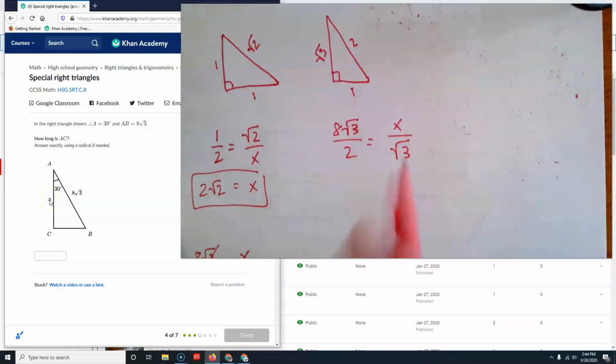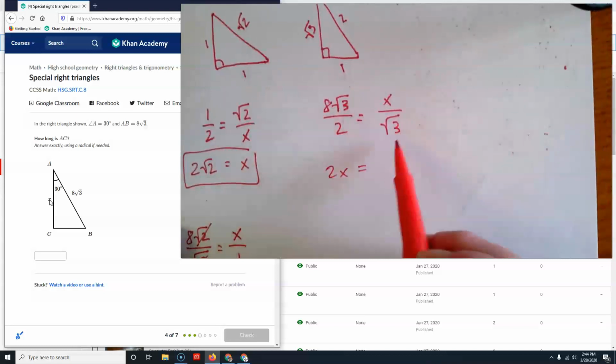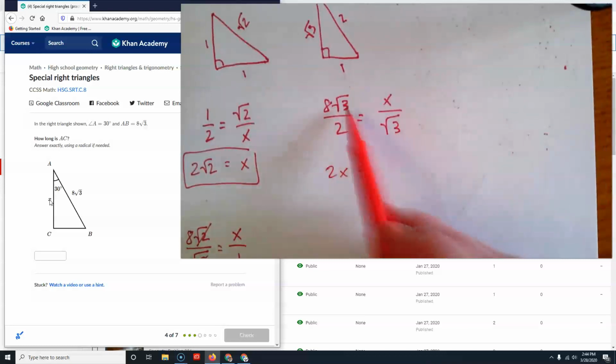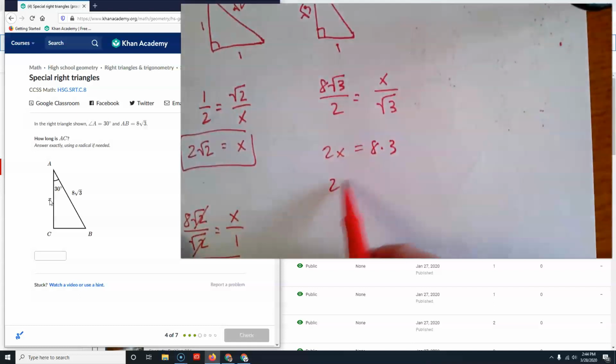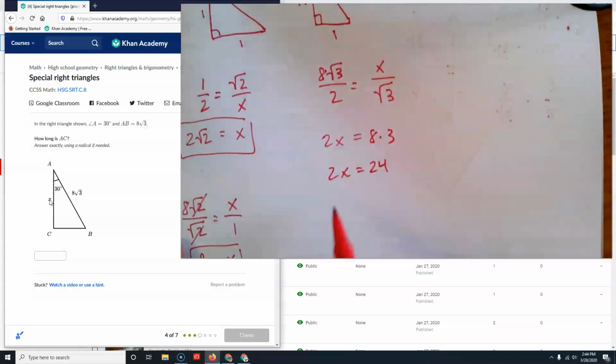Okay. So we'll cross multiply. X times 2 is 2x. And 8 square root of 3 times square root of 3. Well, when I multiply square root of 3 times square root of 3, I just get 3 times 8, right? Or 8 times 3, which is 24. Divide by 2 on both sides. And x equals, oops, what am I doing? 12. And we're done.